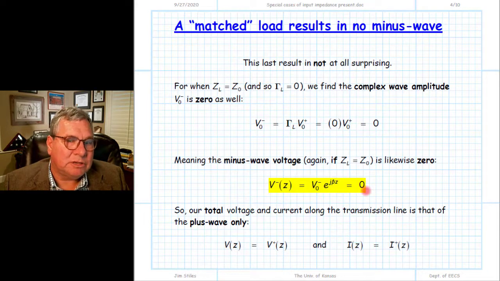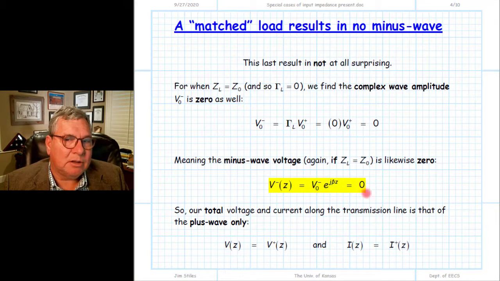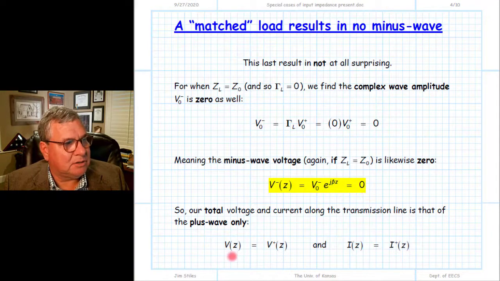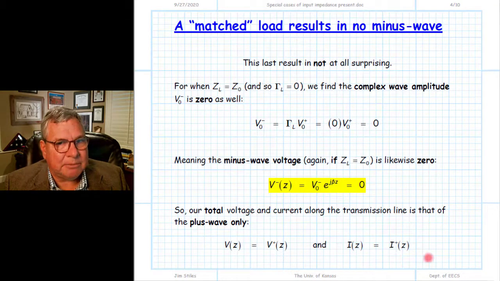The only voltage that we have is plus wave voltage, because the only electromagnetic wave that exists on the transmission line is a wave propagating in the direction of increasing z. That's really the physical interpretation, or the physical result of having a quote-unquote matched load, a load numerically equal to Z0, is that it excites no minus going wave, and therefore the total voltage is simply the plus voltage. Likewise, the total current will simply be the plus current. There's only one electromagnetic wave propagating, and that is in the direction of increasing z.